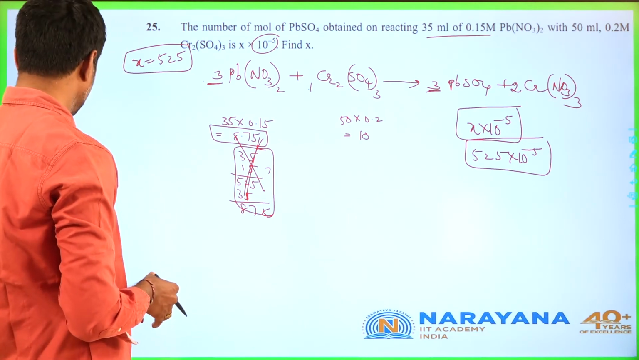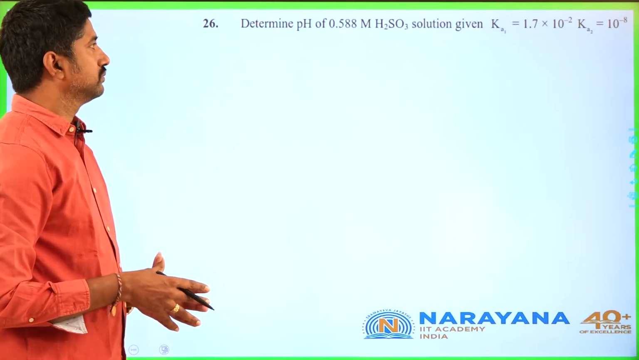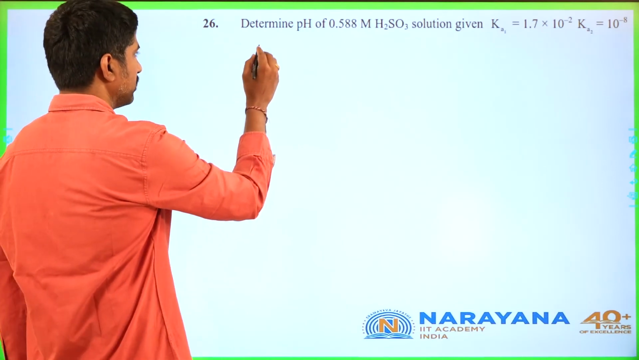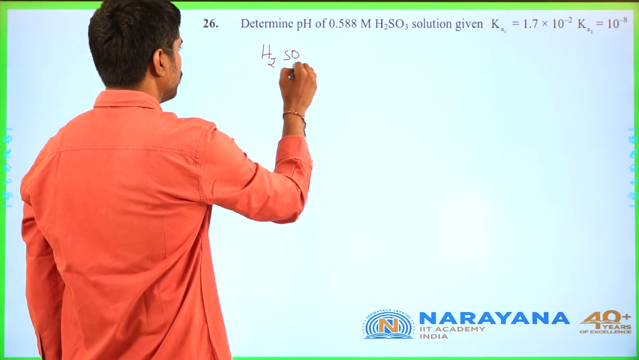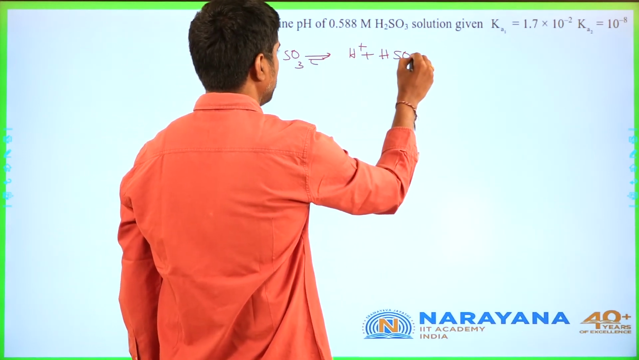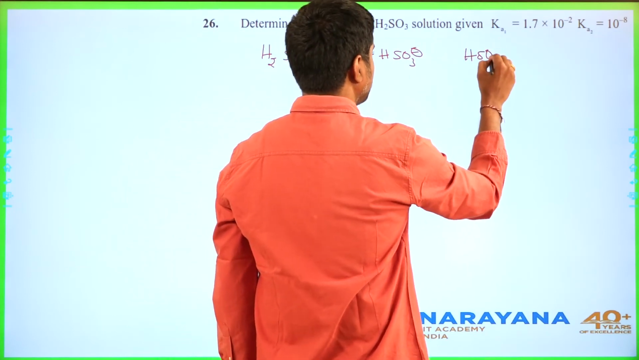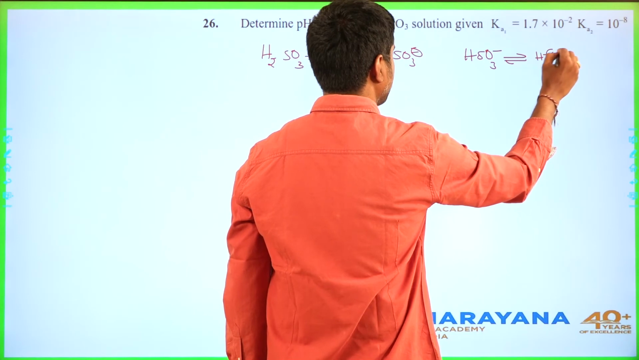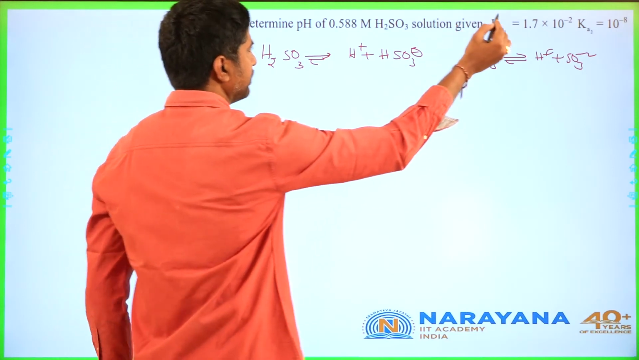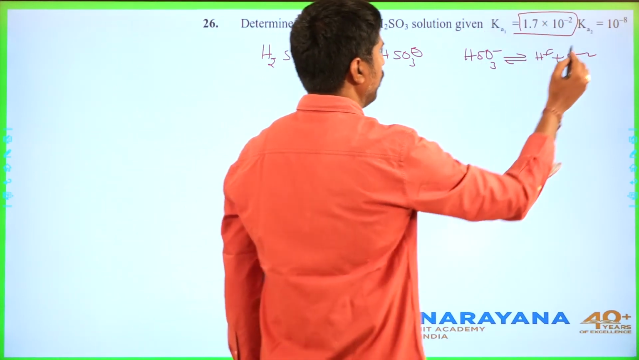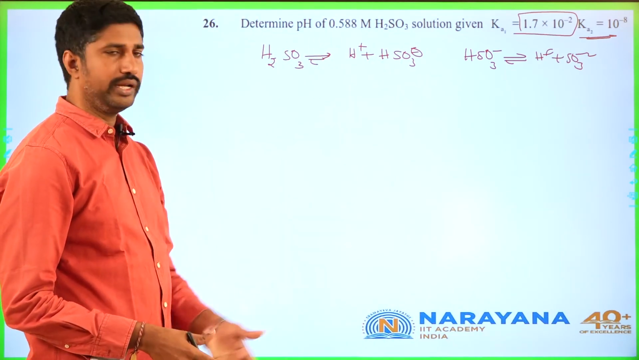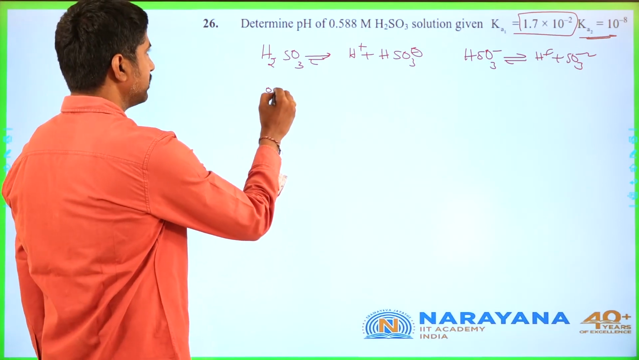Next. Determine the pH of 0.588 molar sulfurous acid. We know that H2SO3 is a dibasic acid which can give H plus and HSO3 minus, and again the HSO3 minus is capable of giving H plus and SO3 2 minus too. Compare the Ka values. Ka1 is given as 1.7 into 10 power minus 2 and Ka2 is 10 power minus 8. So Ka2 is very small, so you can ignore the second equilibrium.